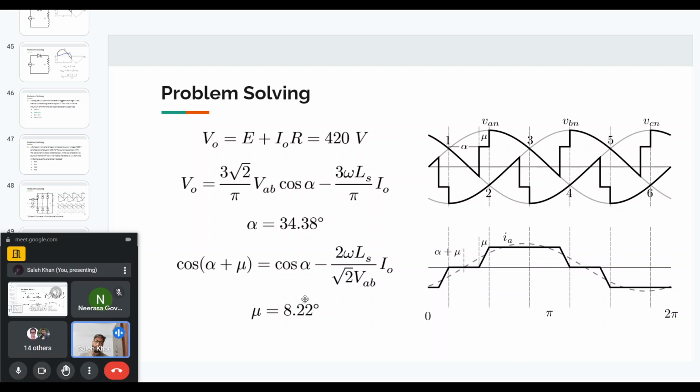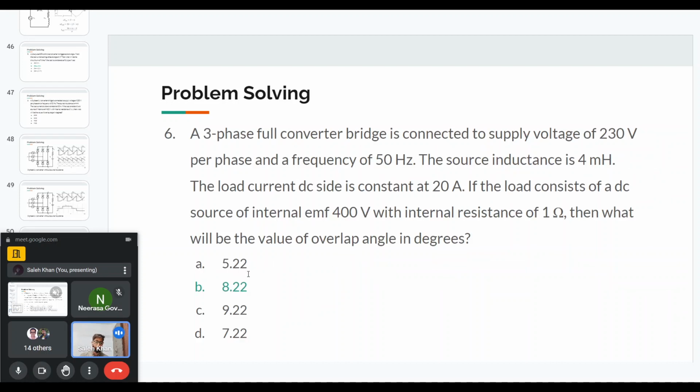You can understand that the overlap angle is not too much. Here I have shown it as an exaggerated view just to make it clear. But in practice, because the source inductance is quite low, the current will rise relatively fast and it will only take 8 degrees. 8 out of 360 is a very small fraction of the total time duration. So the answer to this problem is 8.22 degrees.